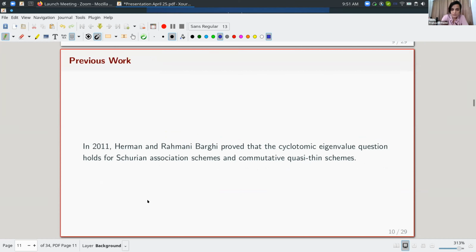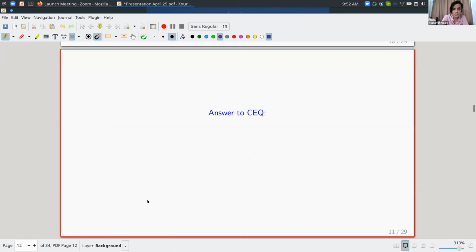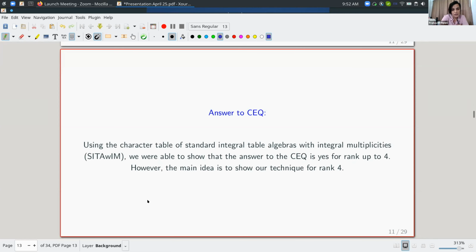As previous work in 2011, this is almost a new topic. In 2011, Herman and Rahmani-Baravi proved that this question is true for Schurian association schemes and commutative quadratic schemes. But my answer to this question is, I used a character table of a standard integral table algebra with integral multiplicities, and I was able to show that up to rank 4, the answer to this question is yes.